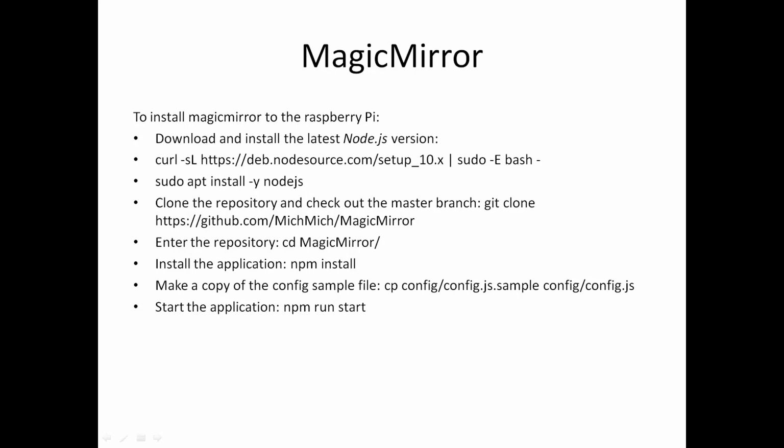This is how we install Magic Mirror on the Raspberry Pi. The first thing is to download and install the latest Node.js version. Then you have to clone the repository from GitHub, enter the repository and install the application. The installation may take up to 20 to 30 minutes, so make sure that your Raspberry Pi doesn't heat up. Then make a copy of the config file, because if the config file corrupts, then the Magic Mirror window will not appear.